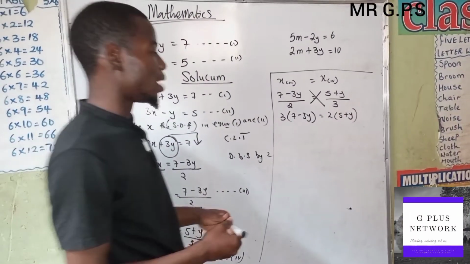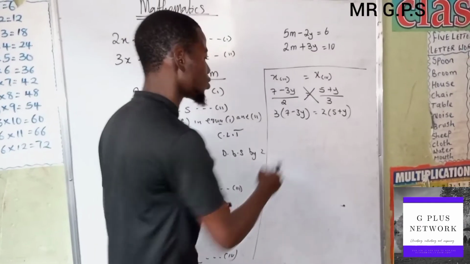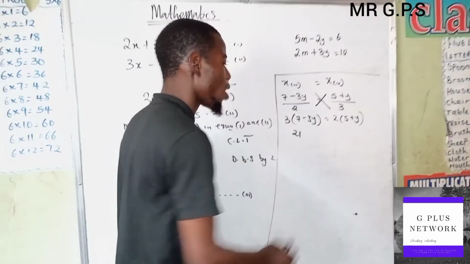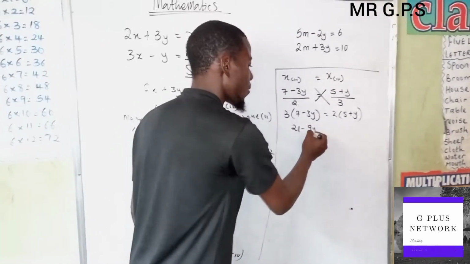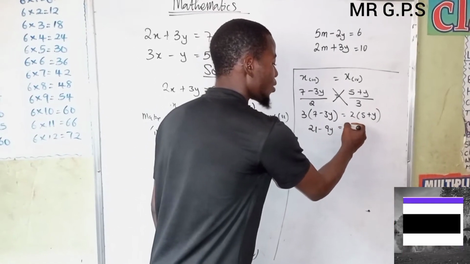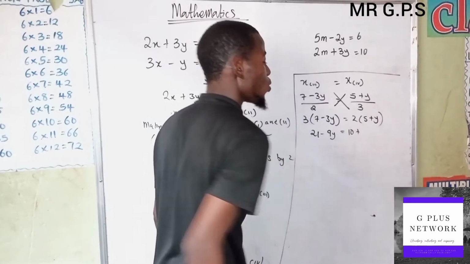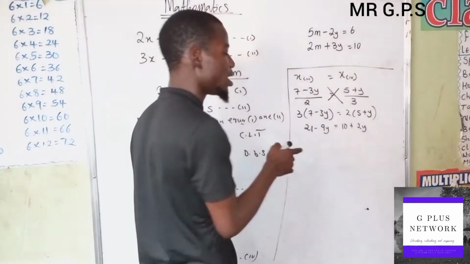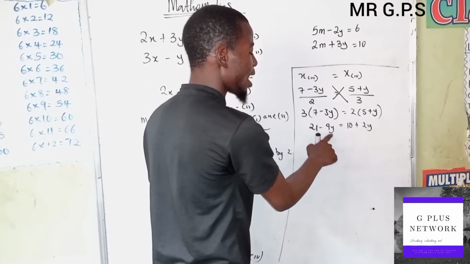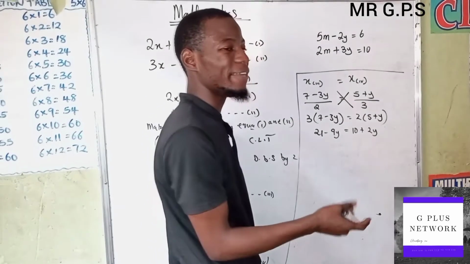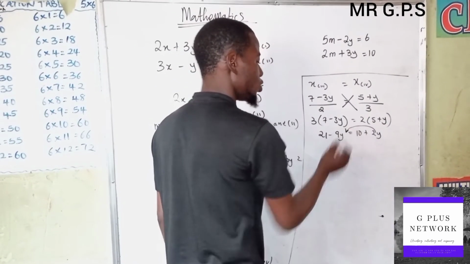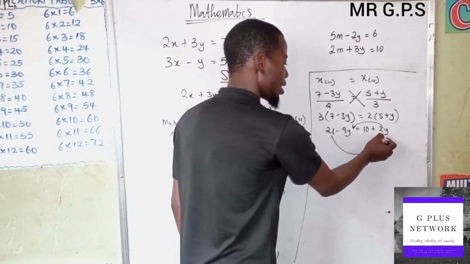So let's move. Now 3 times 7 will give us 21. 3 times minus 3y will give us what? Minus 9y equals 2 times 5 will give us 10. 2 times y will give us 2y. Now if you look vividly, you will see that minus 9y and 2y are actually family members. So what we need to do is to carry this to the other side of the equation and also carry this to the other side of the equation.